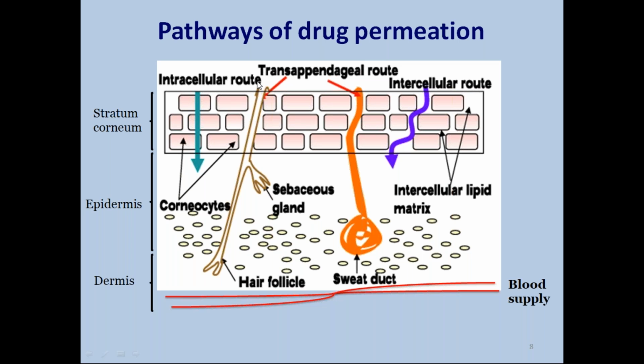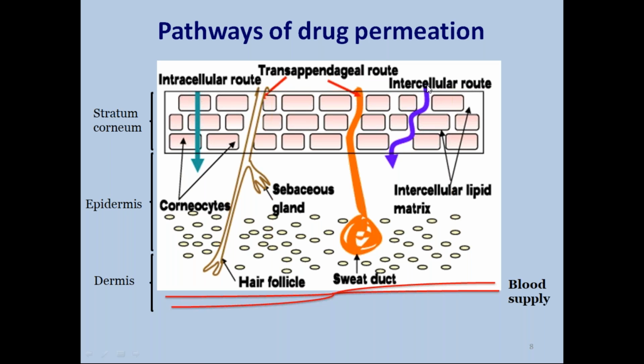Is it clear? There is one more pathway. You can see here, this is the pathway, which is known as the intercellular route. That is, the drug has to pass in between cells. Stratum corneum basically contains cells that are rich in keratin, arranged like bricks and mortar. In between these cells, the packing material is basically lipid.